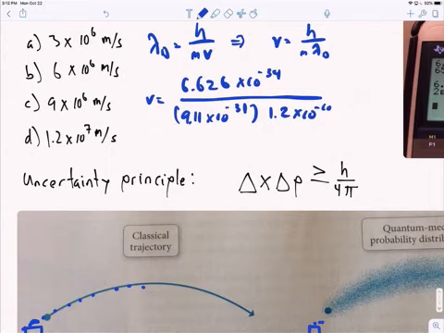You might also see it as h bar over 2 because h bar is h over 2 pi. So you might see h bar somewhere sometimes. h bar is just h divided by 2 pi.